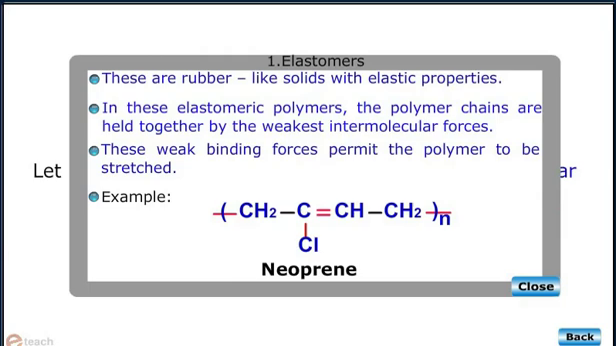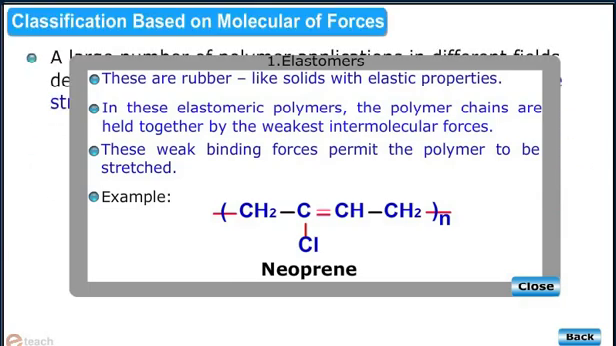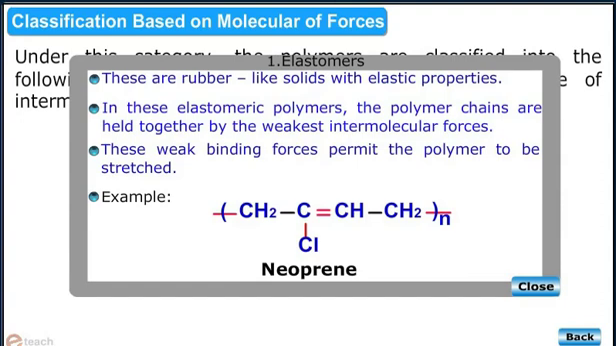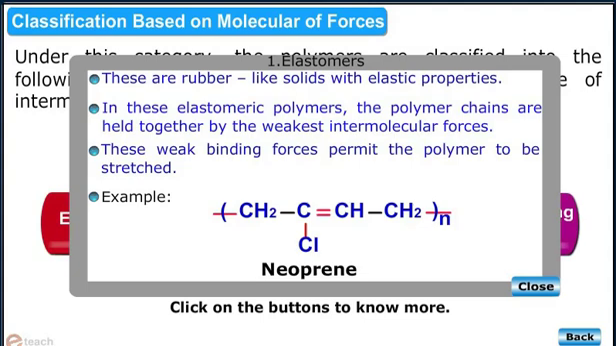Classification based on molecular forces. Under this category, the polymers are classified into the following four subcategories on the basis of magnitude of intermolecular forces present in them. They are elastomers, fibers, thermoplastic polymers, and thermosetting polymers.